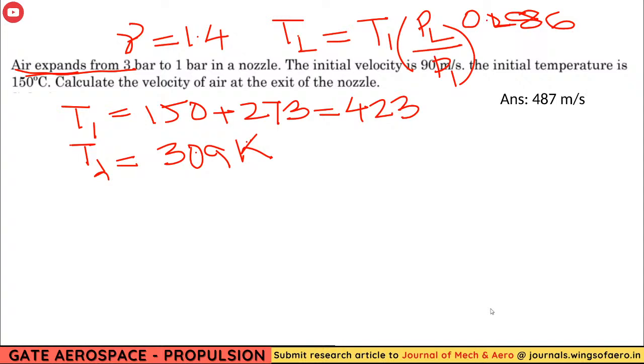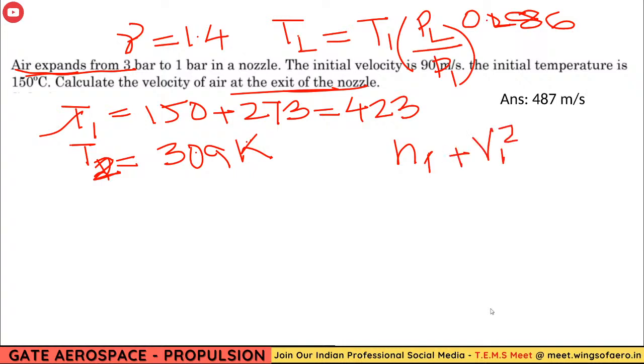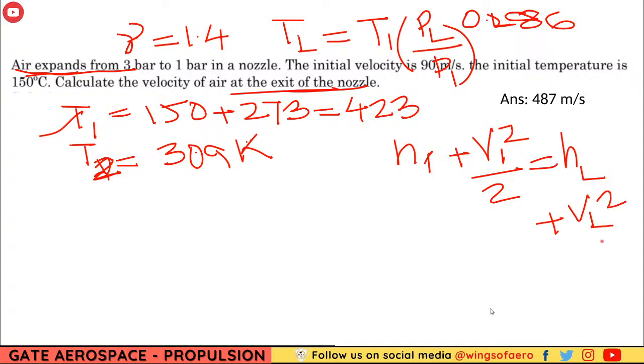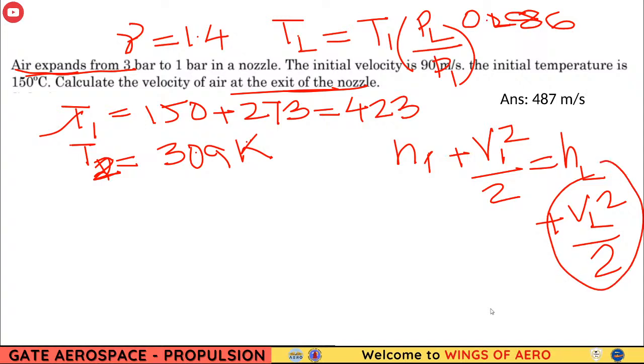Alright. Now I know T1 and T2. Our main motive is to find exit velocity. Now can I relate anything with that? Our main aim, we know the formula: H1 plus V1 square by 2 equals to H2 plus V2 square by 2. Now this is what we have to find out. Now from here we need to find out this H1 and H2.